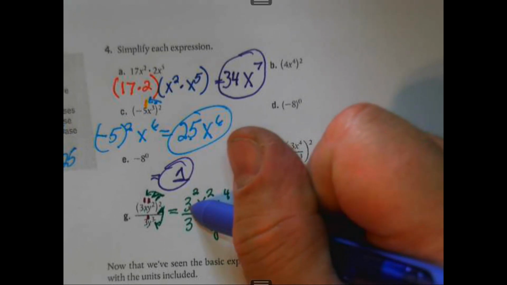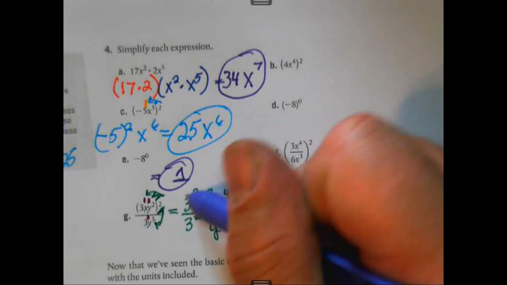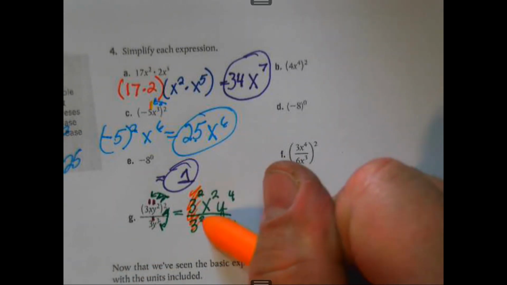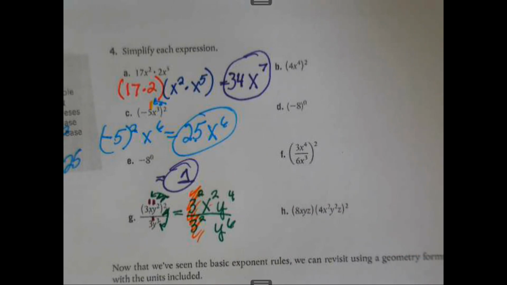So this is 3 squared is 9, 3 squared is 9. These ultimately are going to cancel out. I have an x squared left.